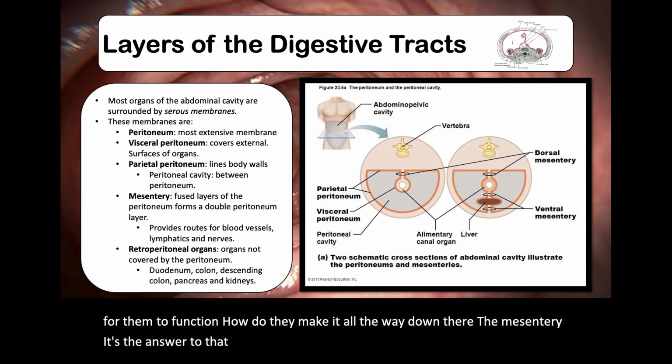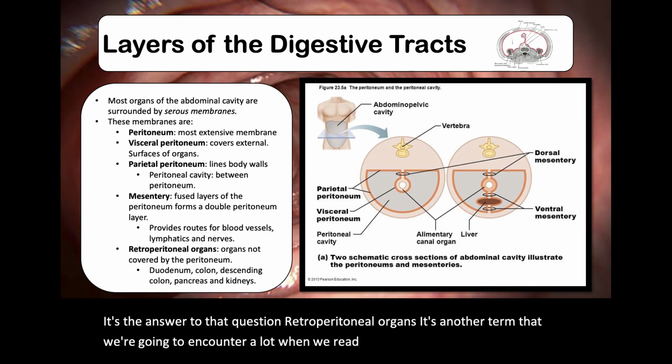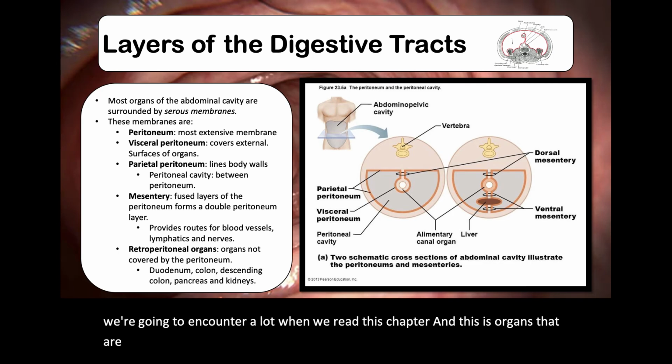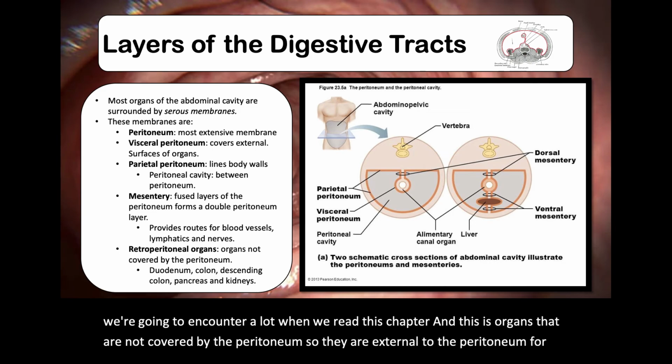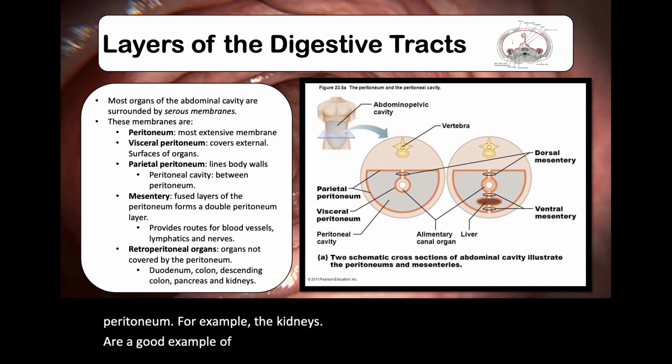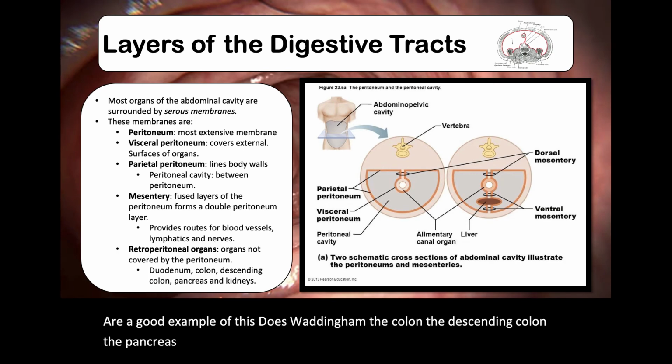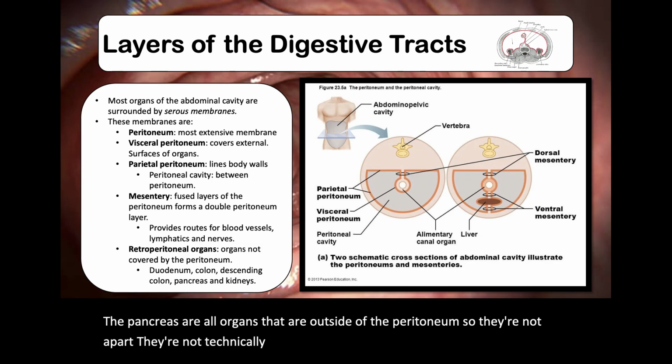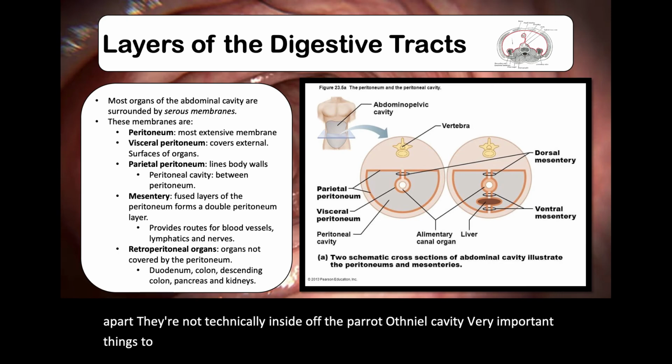Retroperitoneal organs, it's another term that we're going to encounter a lot when we read this chapter, and these are organs that are not covered by the peritoneum, so they are external to the peritoneum. For example, the kidneys are a good example of this. The duodenum, the descending colon, the pancreas are all organs that are outside of the peritoneum, so they are not technically inside of the peritoneal cavity. Very important things to keep in mind from all of this.